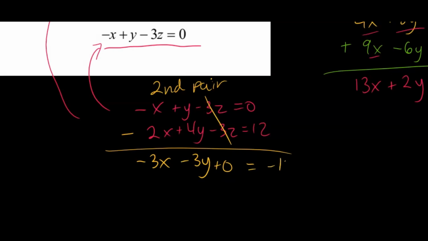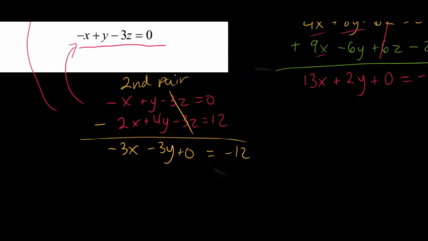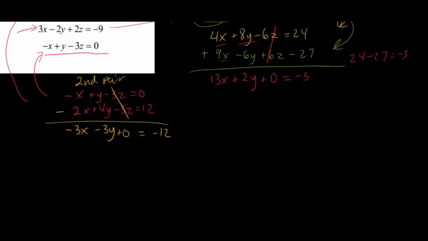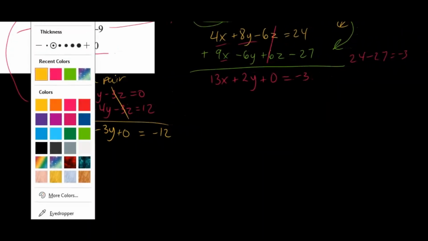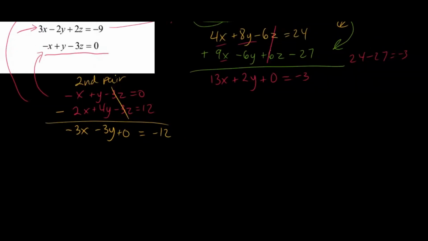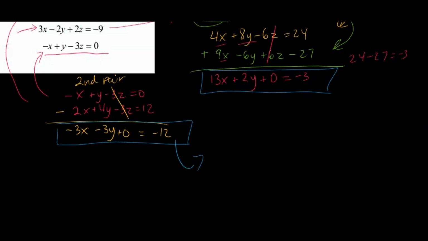And then 0 minus 12 is just negative 12. Alrighty, so now through your two pairs of elimination, you get these two equations, this one right here and this one right here. And now you're going to be doing the same thing, all right? So you just put these two on top of each other.